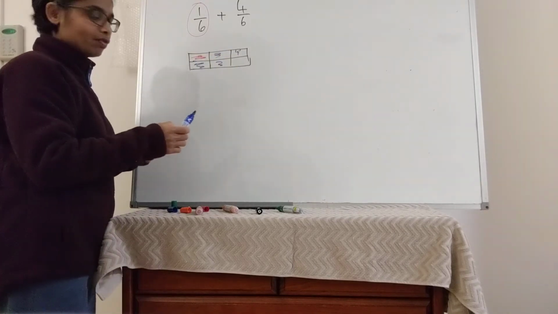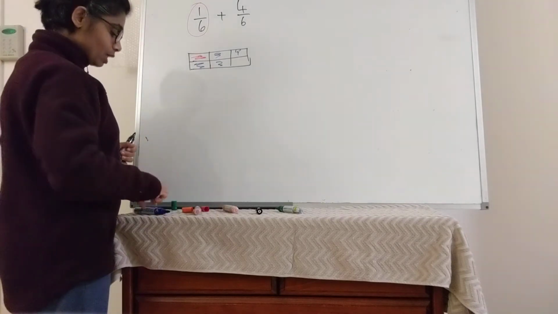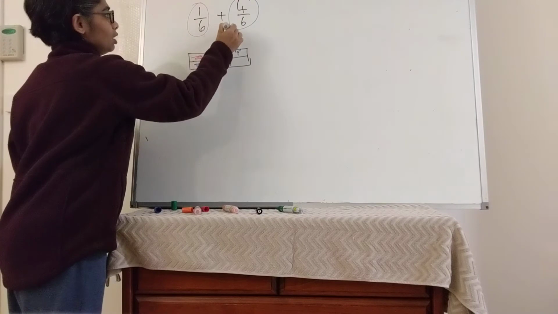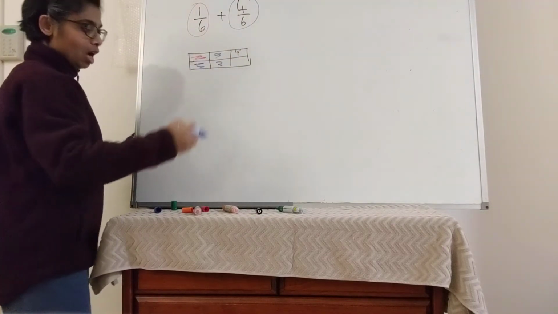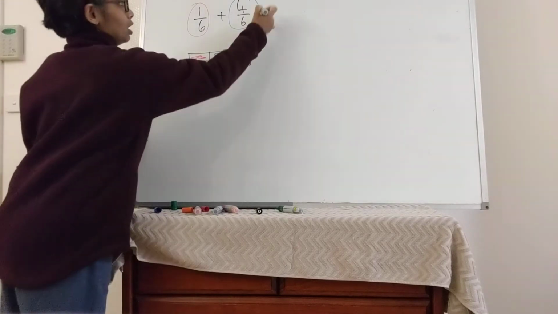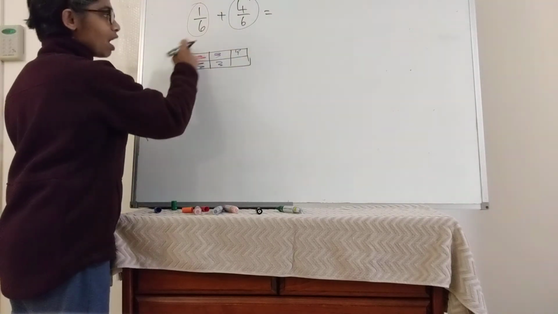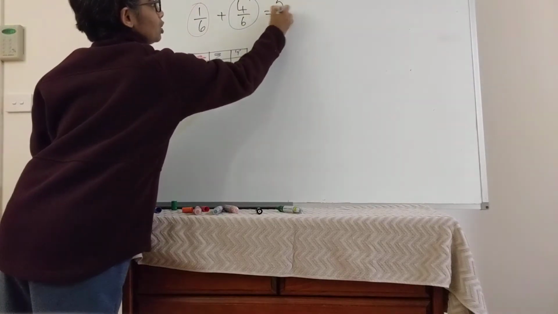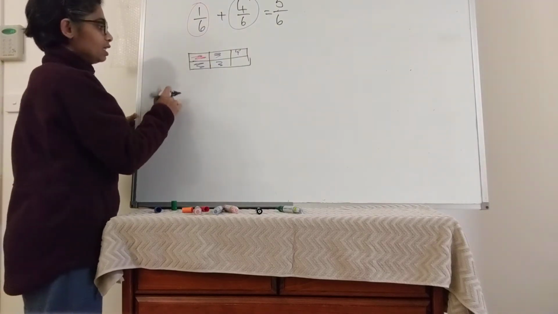You need to leave 1 for your brother. Otherwise, there will be a problem. So you eat 4 more. So that is represented using these blue shaded parts. So in all, how many did you eat? You ate 1, 2, 3, 4, 5. 5 out of 6. So you see that we do not add the denominators at any stage.